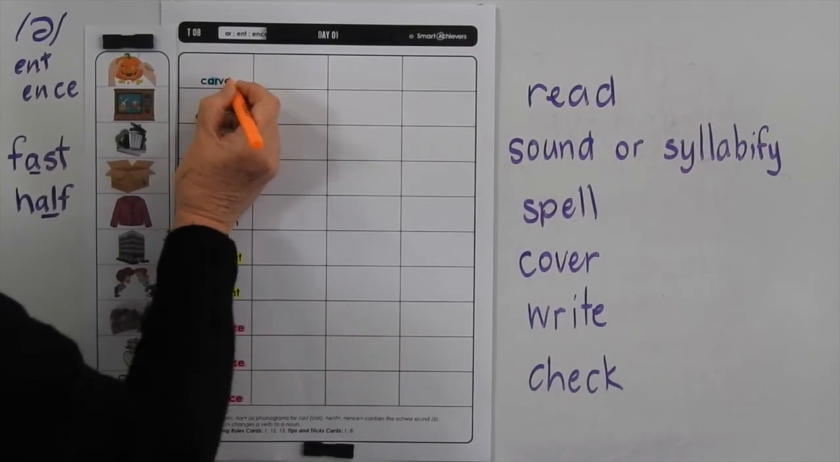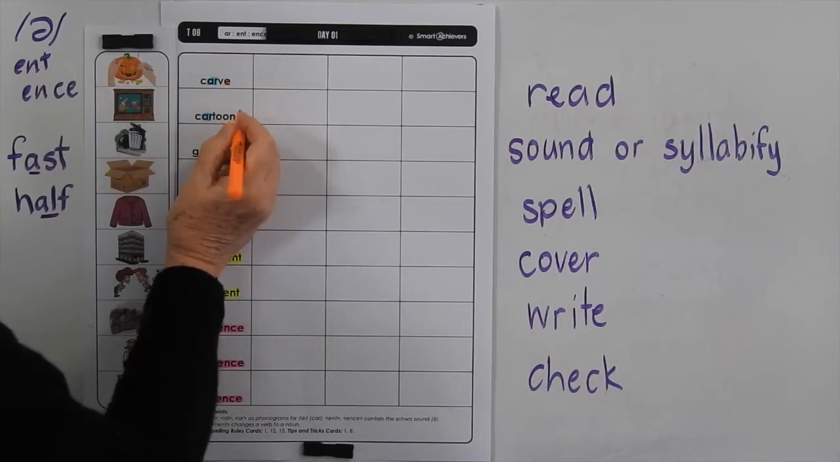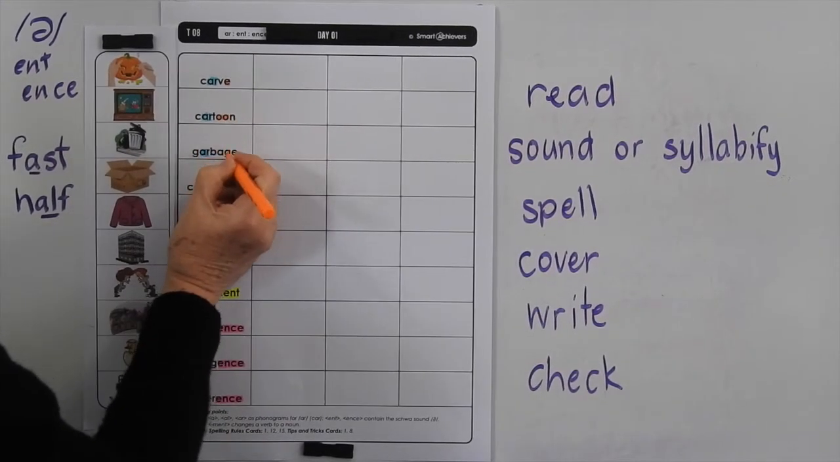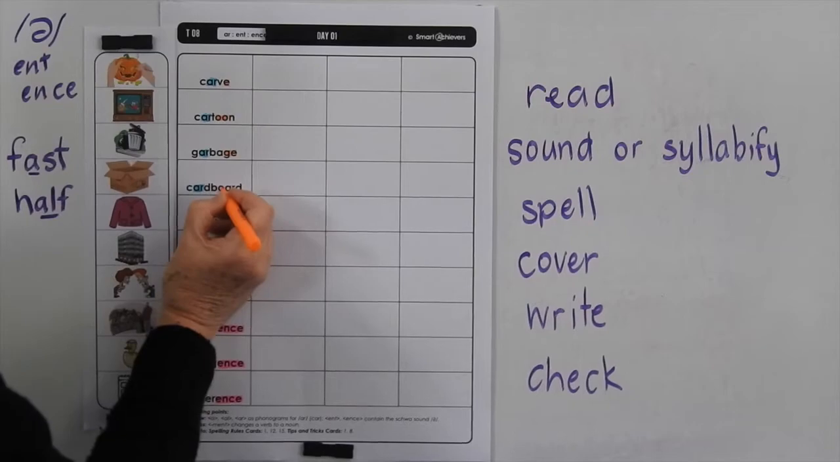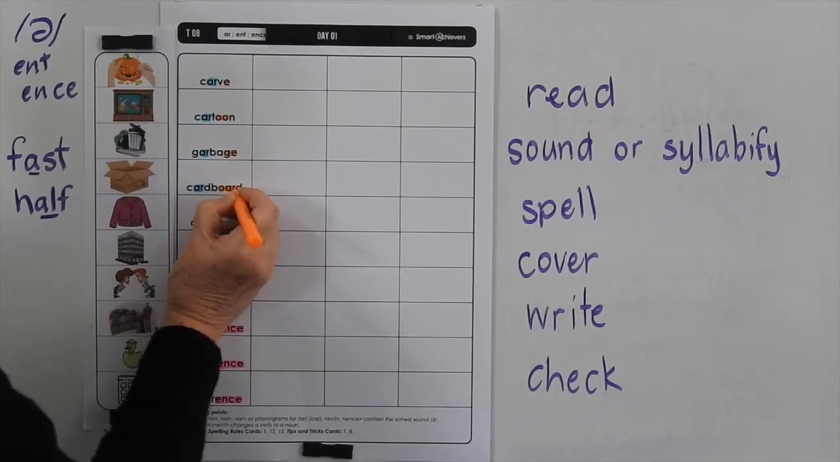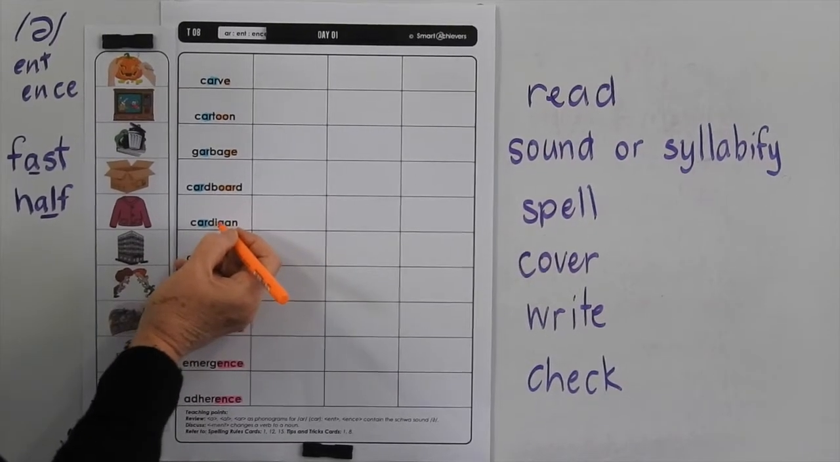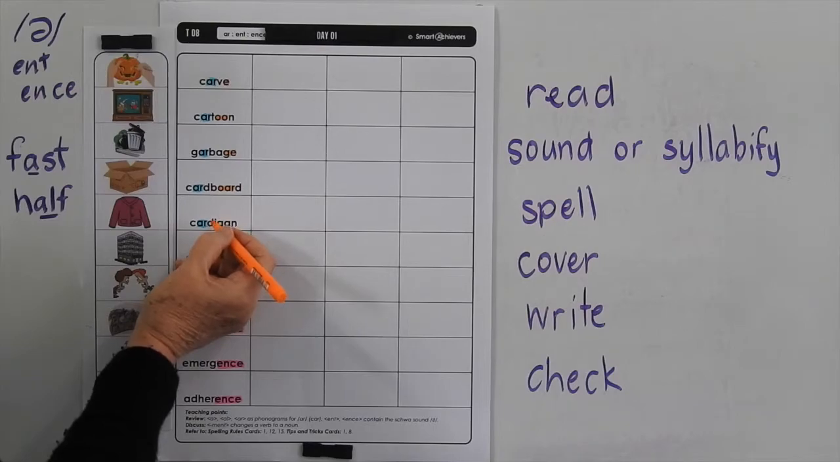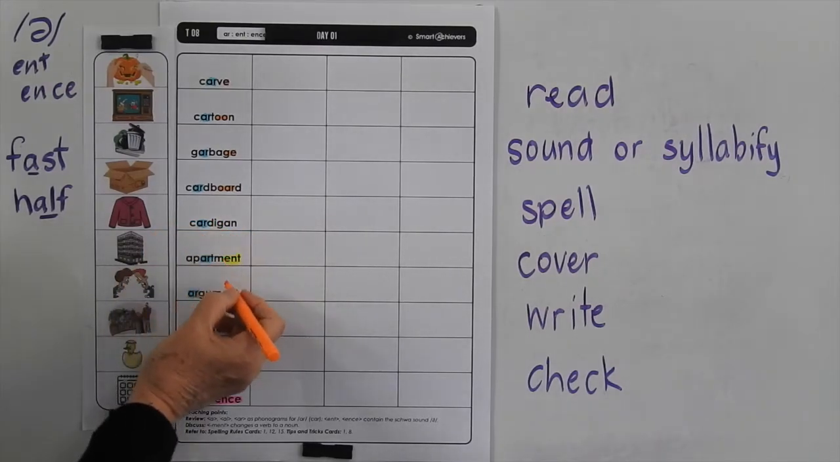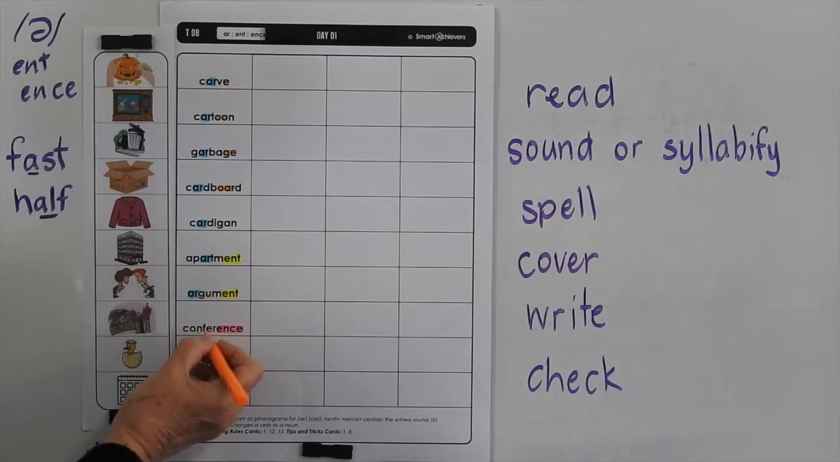The only reason carve has an E on the end is because English words can't end in V. Cartoon, we've got that long oo sound too. Garbage, because English words can't end in J, we put GE at the end of them. This is another R controlled vowel for the OR sound, O-A-R. Cardigan, you can look that word up in the dictionary because there's a really interesting history as to how we came about the word cardigan for a piece of clothing. I don't think there's much else in here.